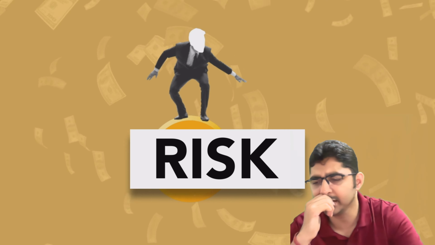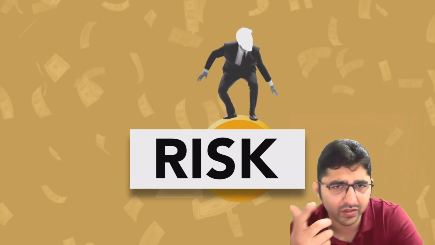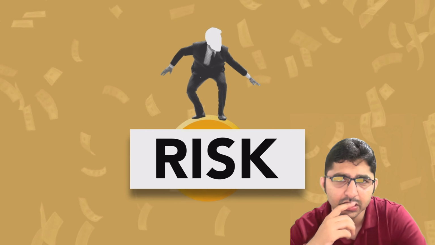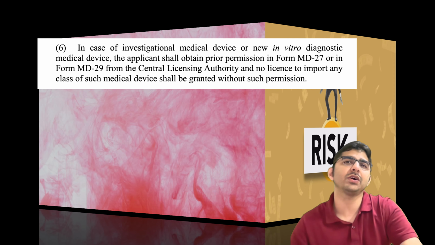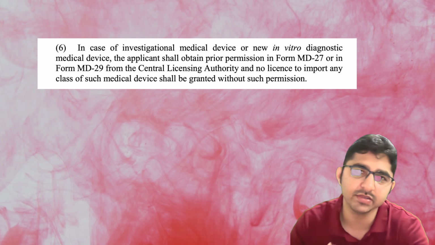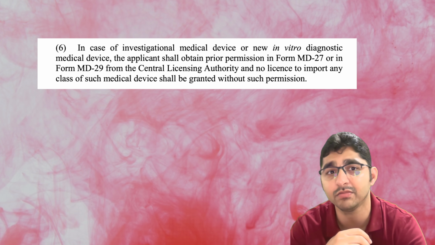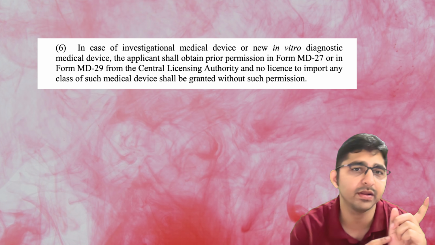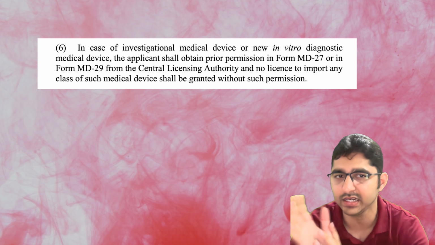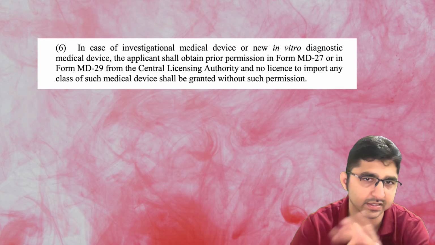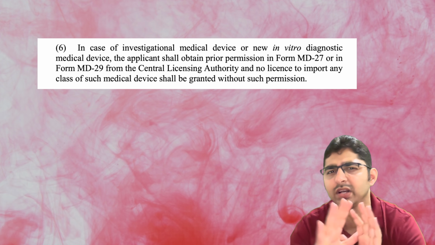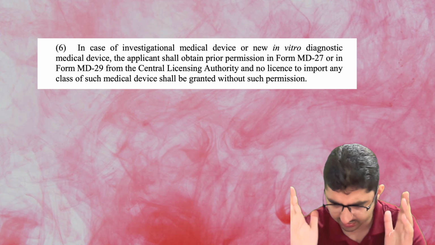What about the import of investigational devices, right? For investigational medical devices or new in vitro diagnostic devices, you must first get the prior permission in Form MD27 and Form MD29. MD27 is for medical devices, MD29 for in vitro diagnostic devices. Without this permission, no import license will be issued, my friends. Be very careful, right?